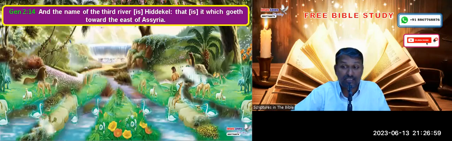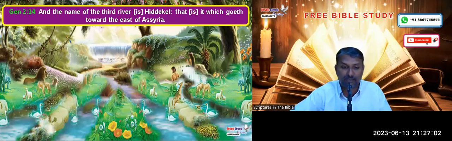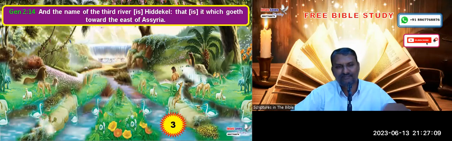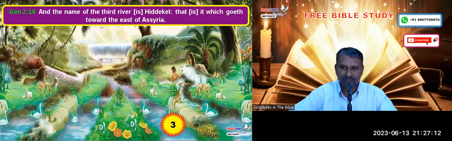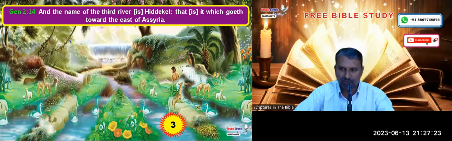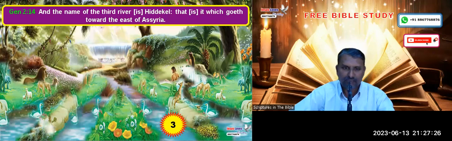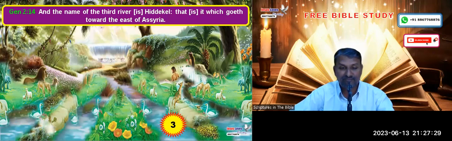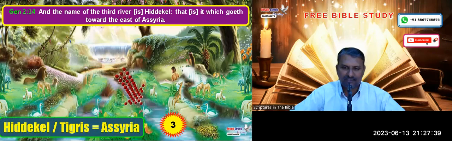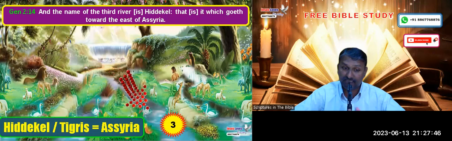Now tell me, what is the name of the third river? Check from the Bible and tell. Which is the name of the third river? Hiddekel. Very good. Which place did it go? Assyria. Very good. Hiddekel is today's Tigris River. It is there in the land of Assyria.